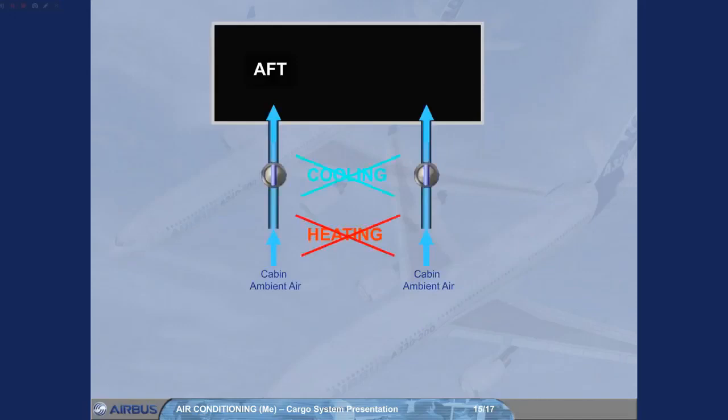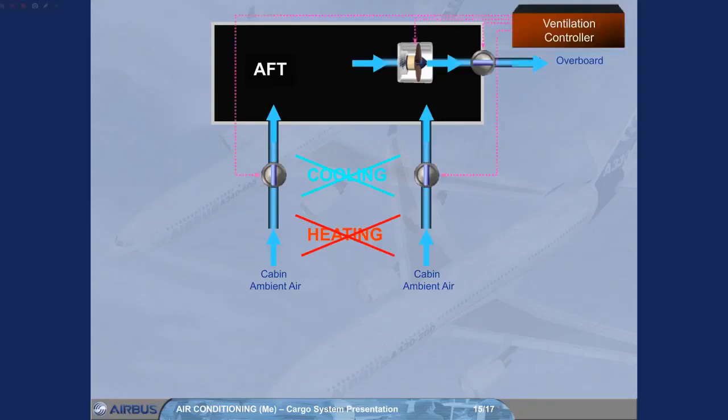For the aft cargo compartment, the ventilation is similar to that of the forward cargo compartment, except that for the air entering, there are no cooling and no heating supplies, and also, for the extraction, the air is sent overboard to the aft outflow valve area. As for the other cargoes, the ventilation controller controls the valves and the fan. Note: the aft cargo compartment indications are not represented on the COND page.